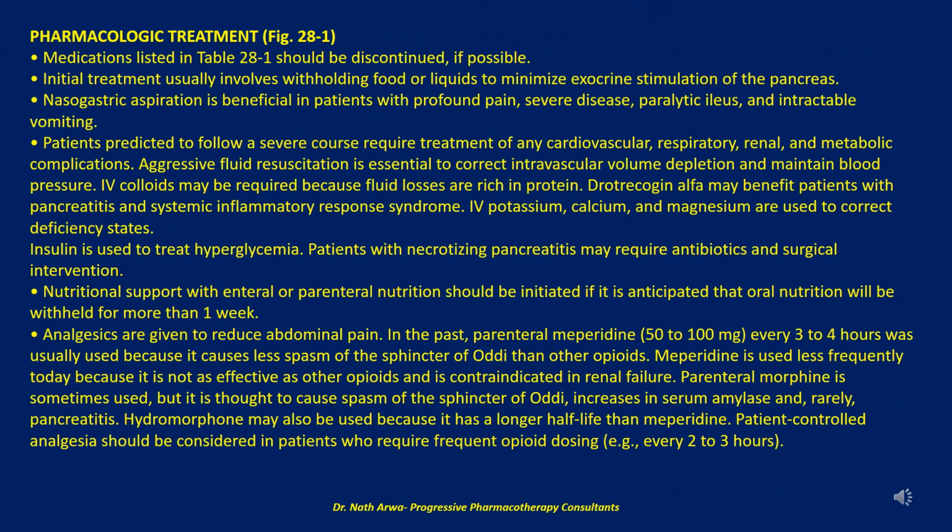We will now look at pharmacologic treatment of acute pancreatitis as shown in Figure 28.1. 1. Medications listed in Table 28.1 should be discontinued, if possible. 2. Initial treatment usually involves withholding food or liquids to minimize exocrine stimulation of the pancreas. 3. Nasogastric aspiration is beneficial in patients with profound pain, severe disease, paralytic ileus, and intractable vomiting.